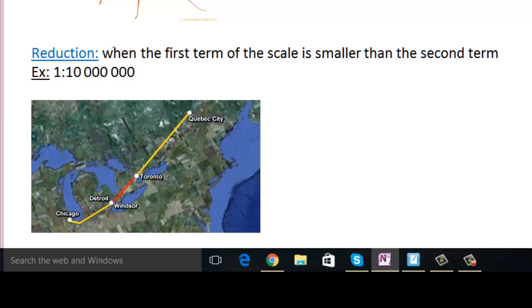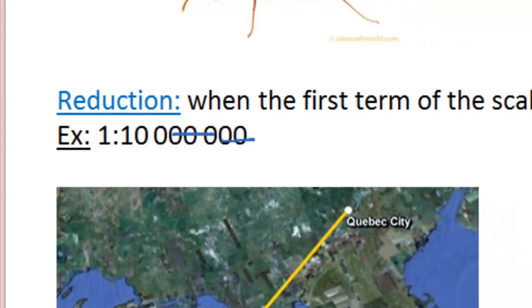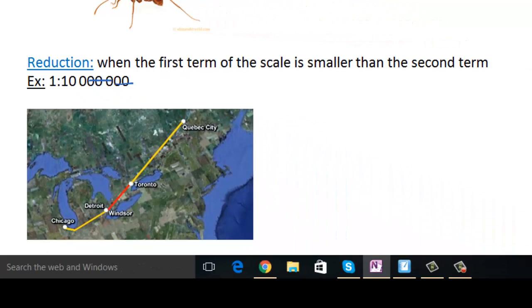What about 10 million centimeters? If I remove 2 zeros, that means I transfer it to meters. From meters to kilometers, I remove another 3 zeros. That means I will reach 1 centimeter on the map equals 100 kilometers in reality. That means if I have on the map 3.6 centimeters, I multiply it by 100, which is going to be 360 kilometers in reality.